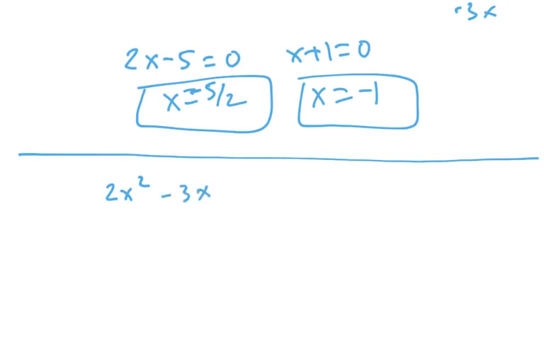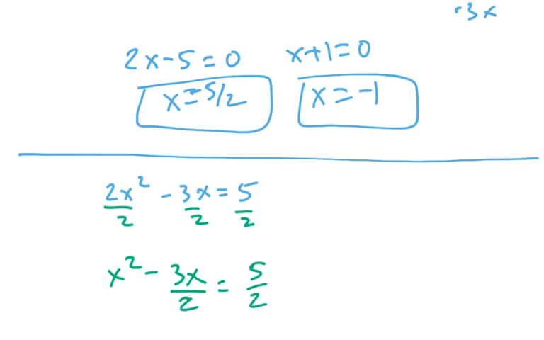And so here's the original problem, sorry. And the way we did it, well, we could start off by doing the same thing we did last time, but what we did is we divided through by 2 to create a leading coefficient of 1. And so this would be x squared minus 3x over 2 equals 5 over 2. And this is called completing the square.